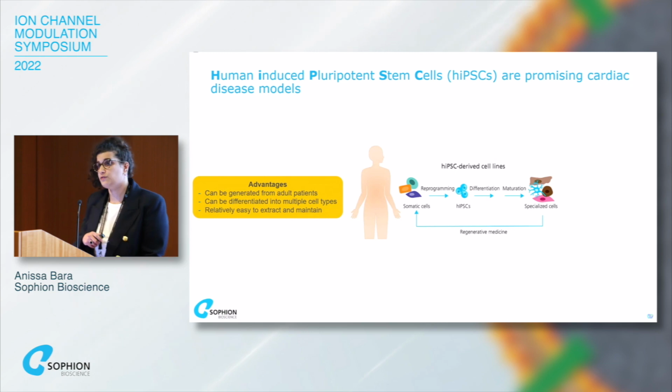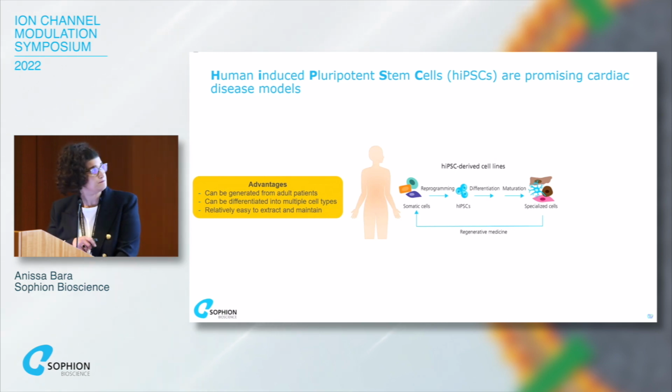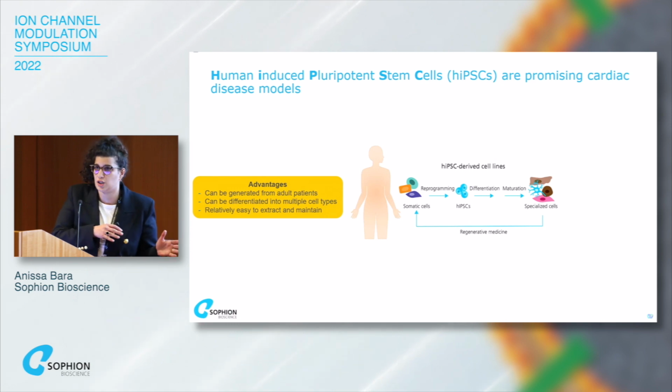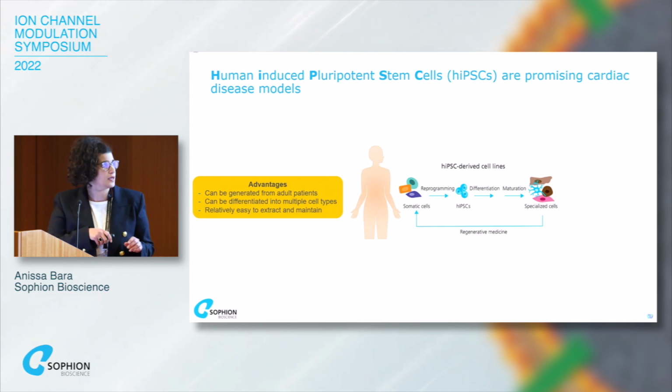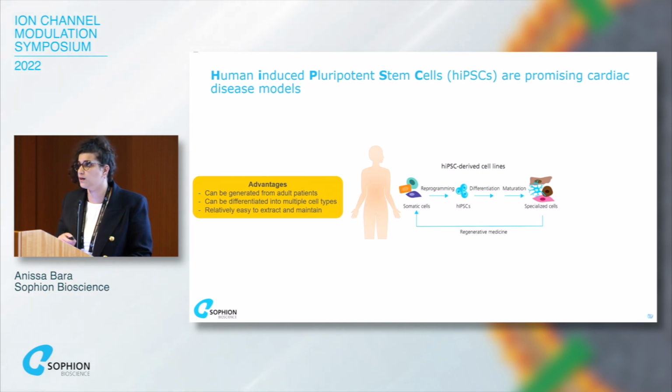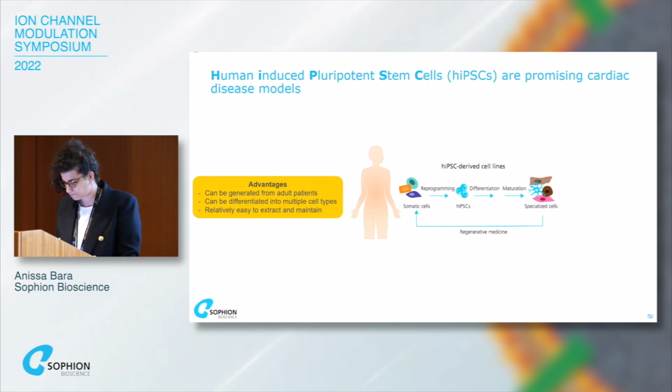So we can take fibroblasts from a skin sample or a blood sample, and by using different transcription factors, we can transduce them and put them back in time to an earlier stage, back in a pre-embryologic state. By putting them back in pre-embryologic states, we generate those iPSC cells. Then those iPSC cells can be differentiated and matured into some specialized cells, like iPSC-derived cardiomyocytes.